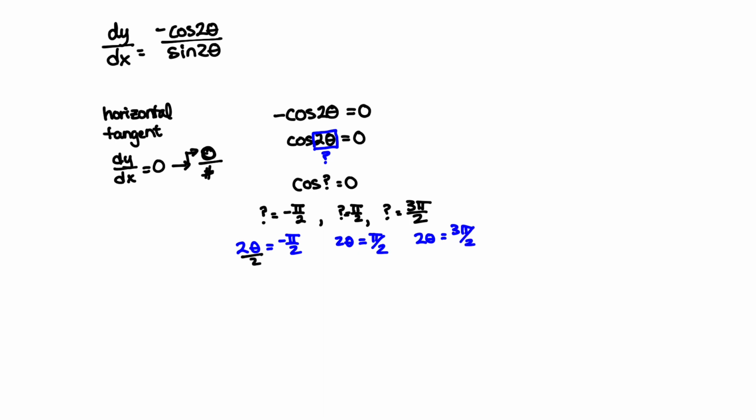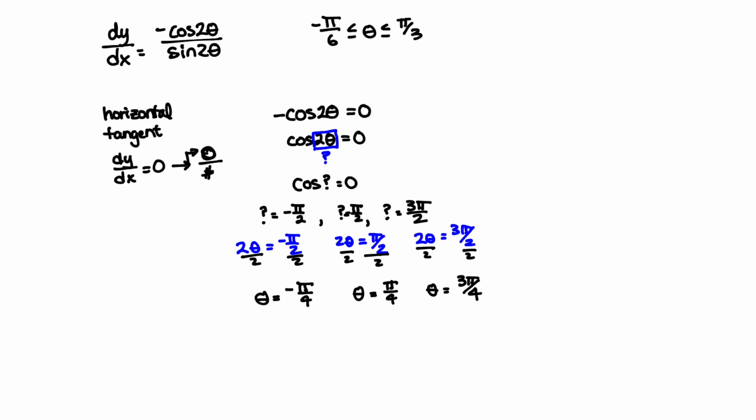And if we divide both sides of each of the equations by 2, it looks to me like we're finding that cosine 2 theta is 0 when theta is negative pi over 4, theta is positive pi over 4, theta is 3 pi over 4. And remember our restriction, we can't forget that. It's negative pi over 6 less than or equal to theta, less than or equal to positive pi over 3. Of those three values, the only value that's between negative pi over 6 and positive pi over 3 is the middle value, theta equals pi over 4.